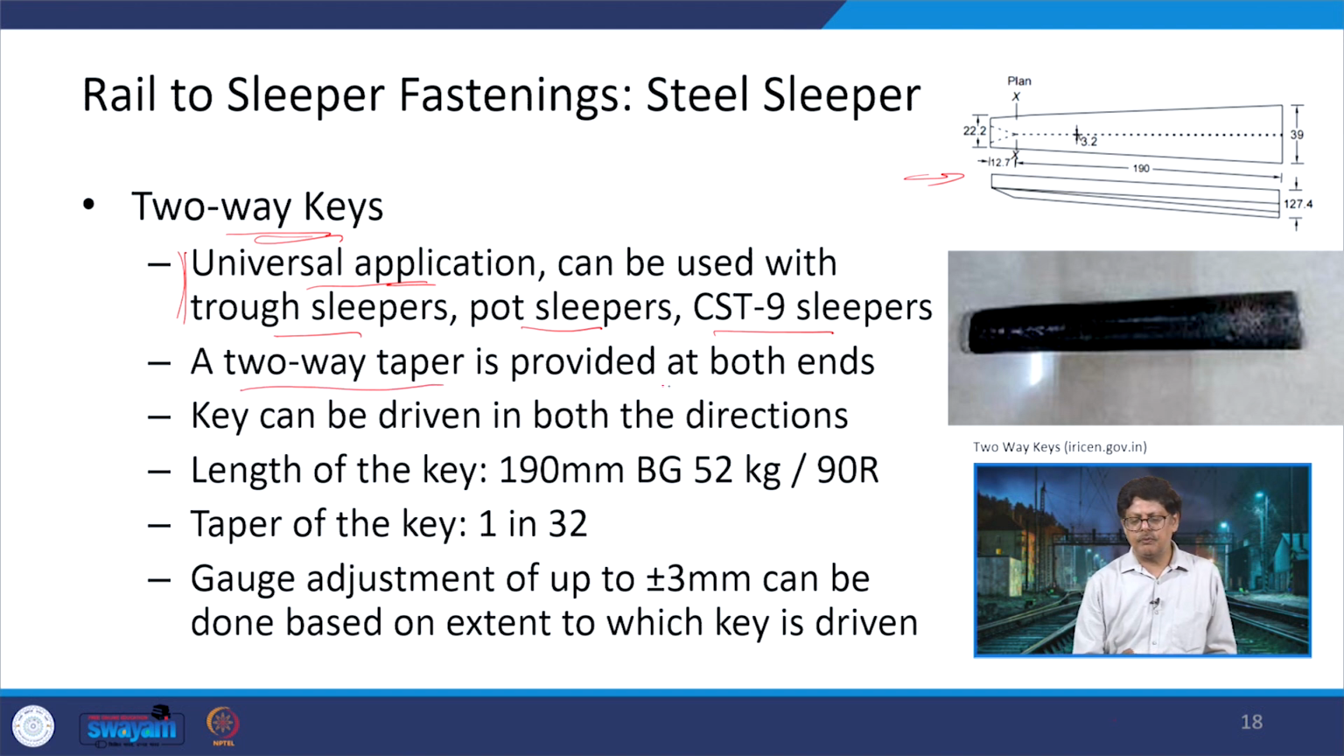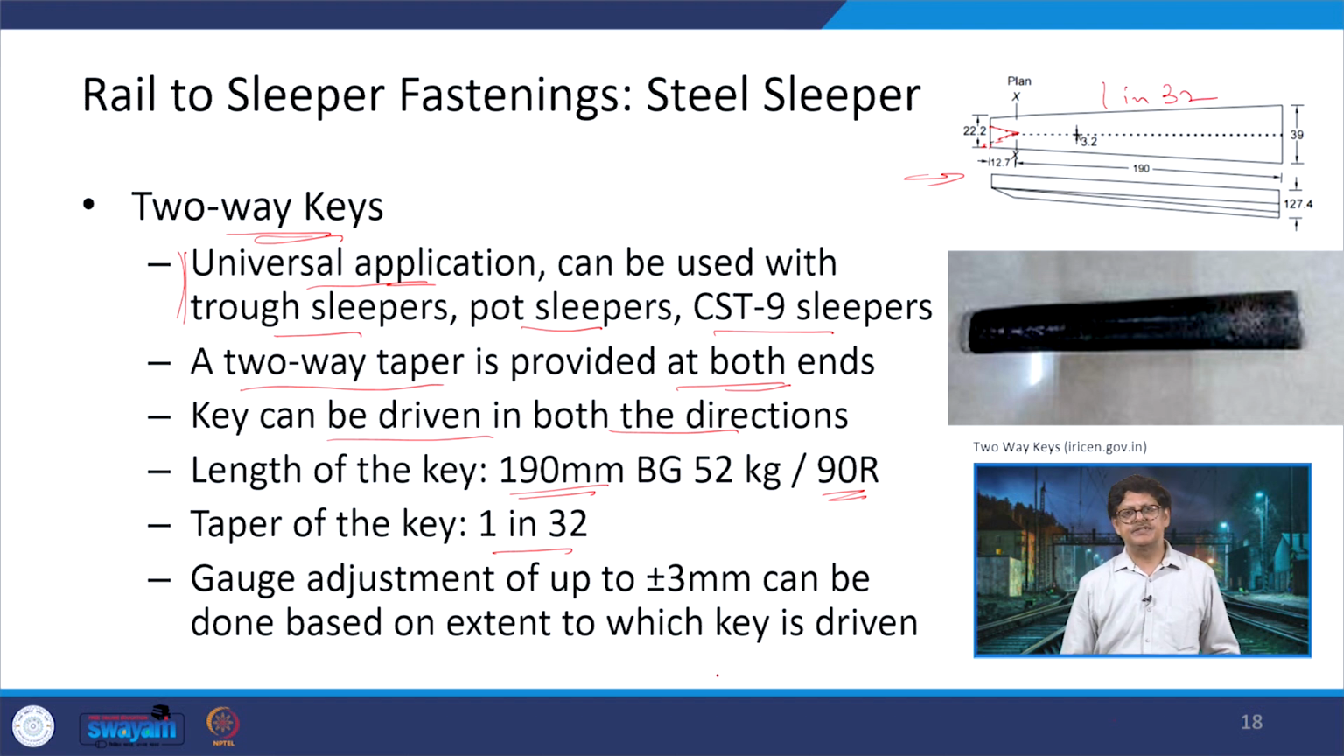A two-way taper is provided at both ends. So, a two-way taper is going to be provided in this form. This key can be driven in both directions, whichever way you want to drive. You can drive the smaller size first, or you can drive the upper one first. Whatever way, it can be done. The length is 190 mm for the broad gauge 52 kg per meter rail section as well as the 90 R rail section. The taper is 1 in 32. So, with respect to the size, this tapering is going as 1 in 32.